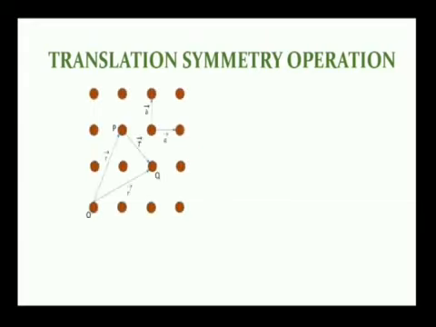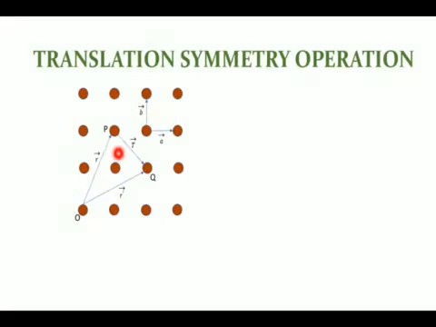Translation symmetry operation. It is the operation which, when applied to a lattice point, gives you a new lattice point which has identical surroundings like the first lattice point. For example, let us consider lattice point P at a distance of r vector from origin O, and we are applying a translation operation to this lattice point. So it gives a new lattice point Q at a distance of r dash vector, and this new lattice point has identical surroundings like the first lattice point.